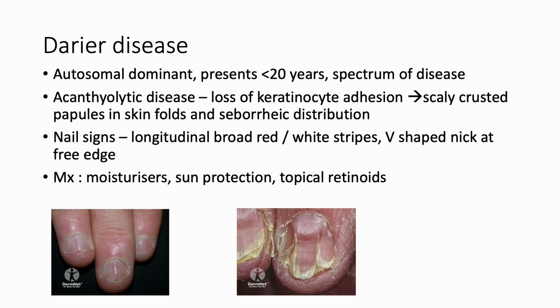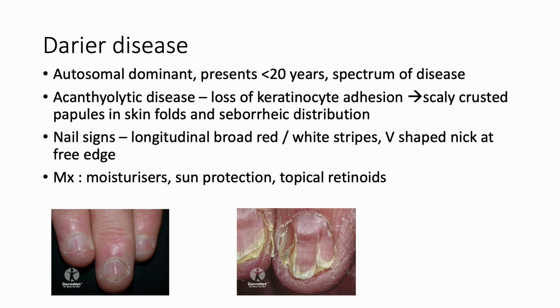Darier disease. Darier disease is an autosomal dominant condition that typically presents before the age of 20 years. It is considered to be an acantholytic disease, which means the loss of keratinocyte adhesions to one another via desmosomes, which results in scaly, greasy papules in the skin folds and in the seborrheic distribution. The seborrheic distribution refers to areas where there are seborrheic glands, such as on the face, scalp, ears, neck, chest, and back.